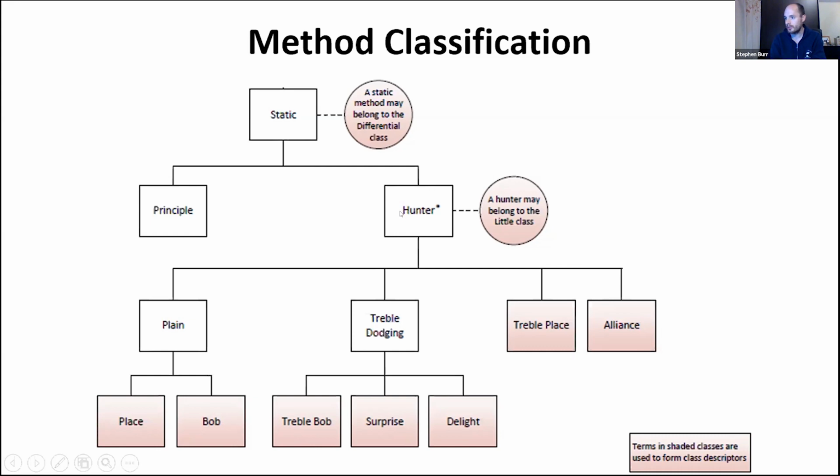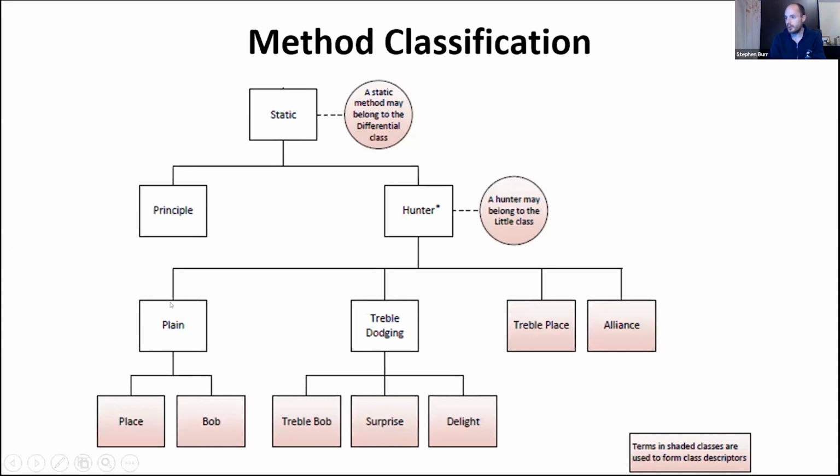We then went on to look at hunters, and we got kind of halfway through this section. We'd looked at plain hunters, which are mainly plain bob type methods. The hunt bell follows plain hunt path, and the other bells do dodging and places and so on. This is termed plain bob hunter. We finished by looking at the treble dodging methods. So these are the methods in which the hunt bell treble bob hunts. Many people will be familiar with that. And we just had a look at the technical differences between these three subtypes of treble dodging methods. So the treble bob methods, the surprise methods, and the delight methods. So we'll move on from here.